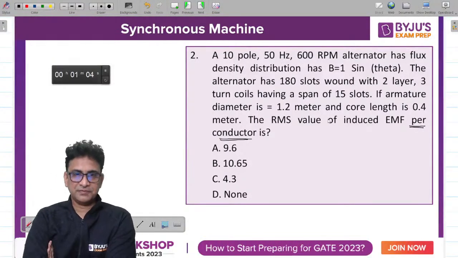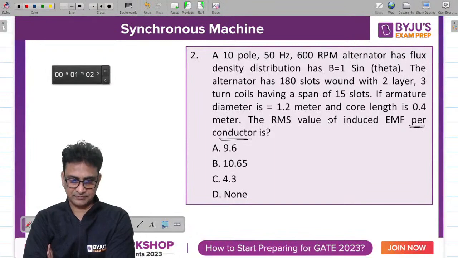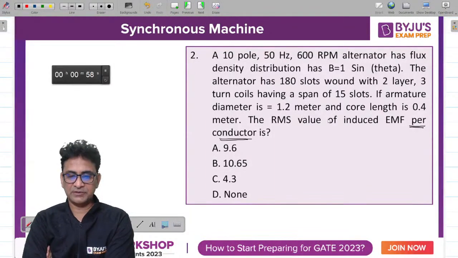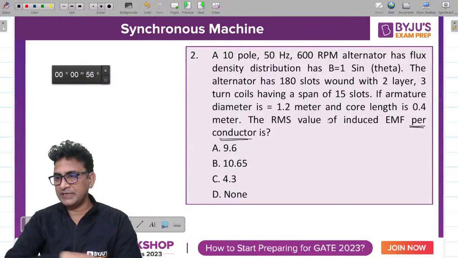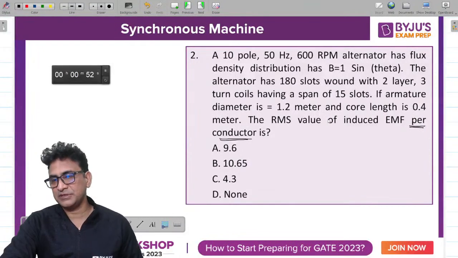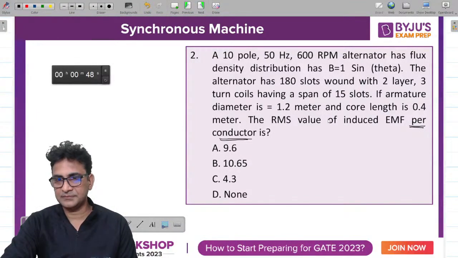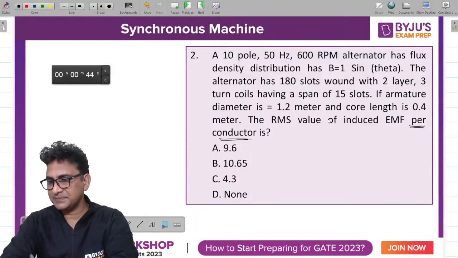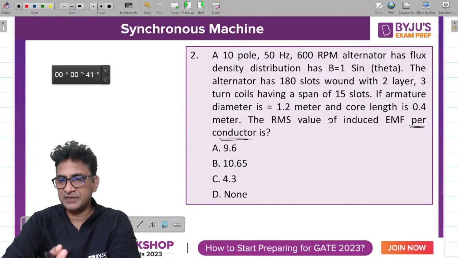Yes, you still have 1 minute. You have to find the induced EMF just in a single conductor, only in a single conductor, not the induced EMF per phase or the induced EMF between the two line terminals. B, 10.65. As per the options, 10.65 is the correct option.